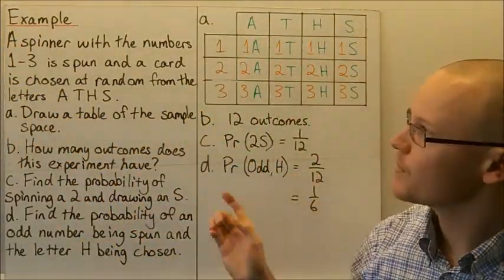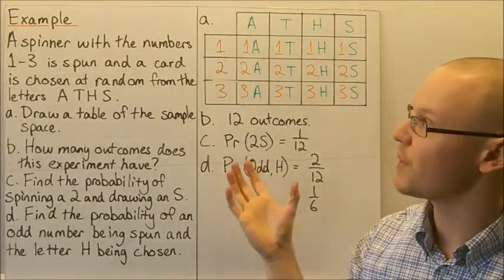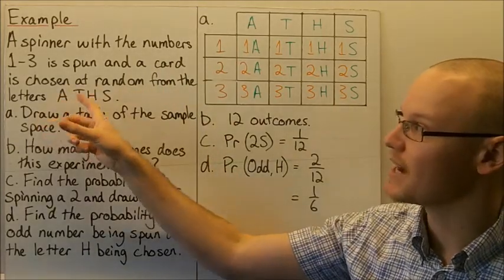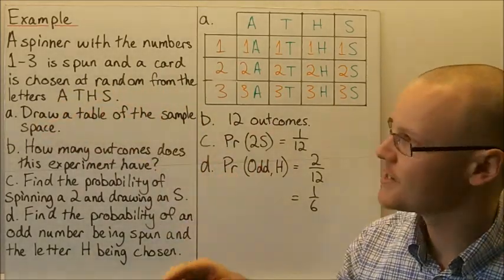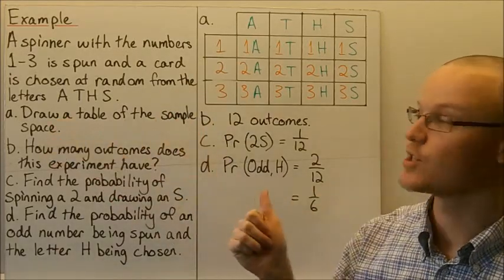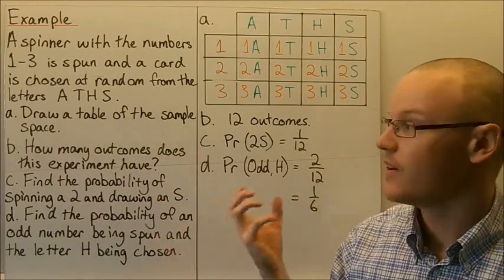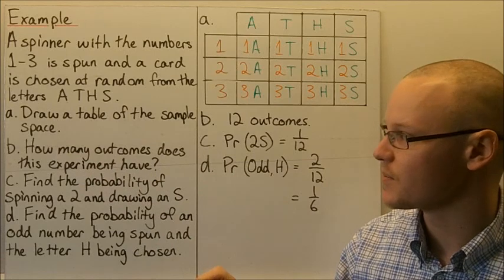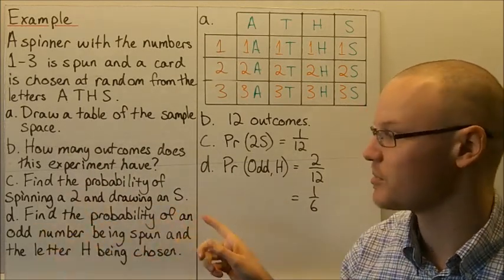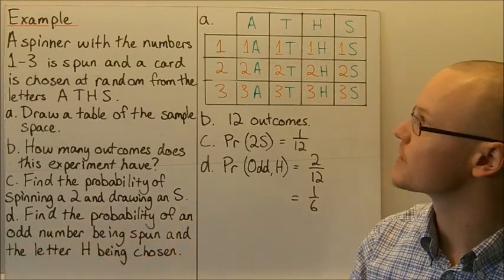Having a look at an example, we've got a spinner with the numbers 1 to 3 that is spun, and a card is chosen at random out of a box from the letters A, T, H and S, so there are 4 cards in this scenario. We're asked to draw a table of the sample space. Answer how many outcomes in total the experiment has. Find the probability of spinning a 2 and drawing an S, and find the probability of an odd number being spun and the letter H being chosen.